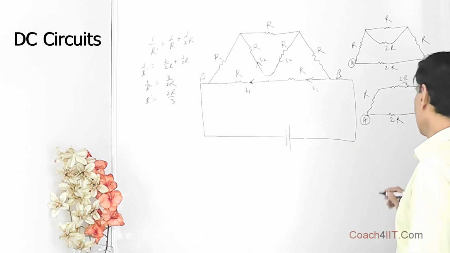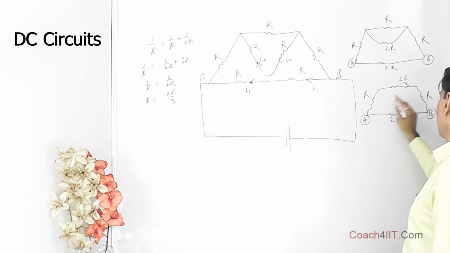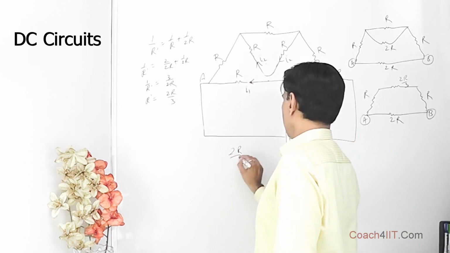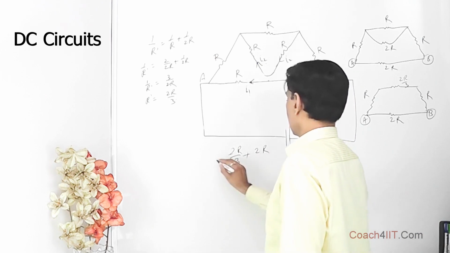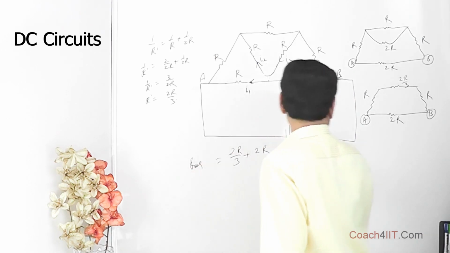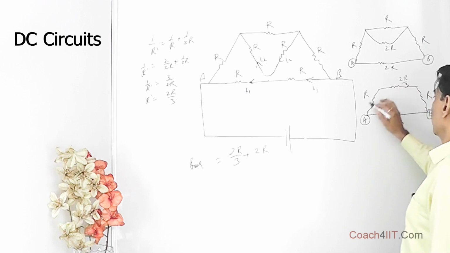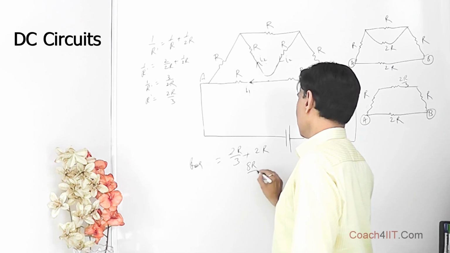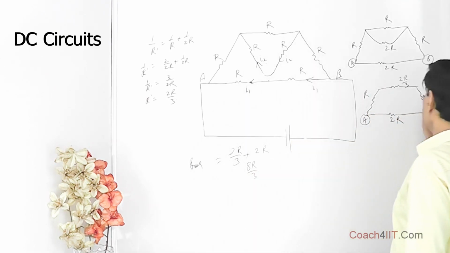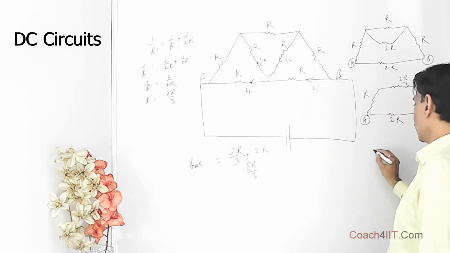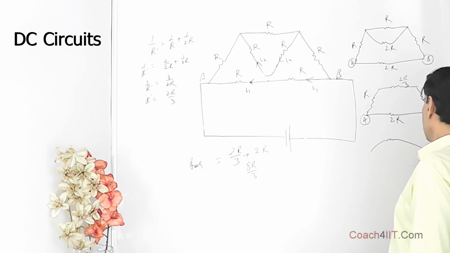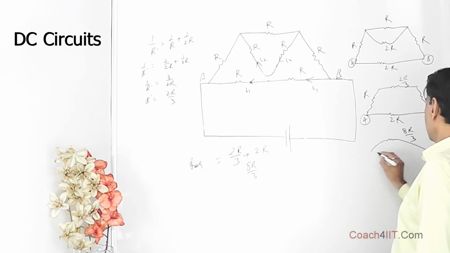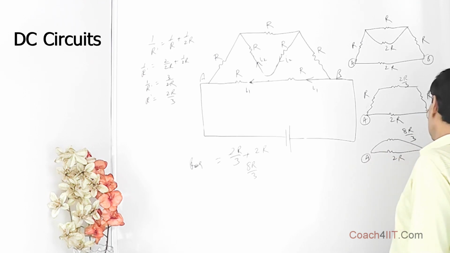find the equivalent resistance. Now 2R by 3 plus R, they are in series, so they make R plus 2R by 3 plus 2R, they are in series, so we can simply add it. So 3 to 6, 6 to 8, 8R by 3. We can replace these three resistors by a single resistor of 8R by 3. So this makes 8R by 3, and this is 2R, this is A and this is B.